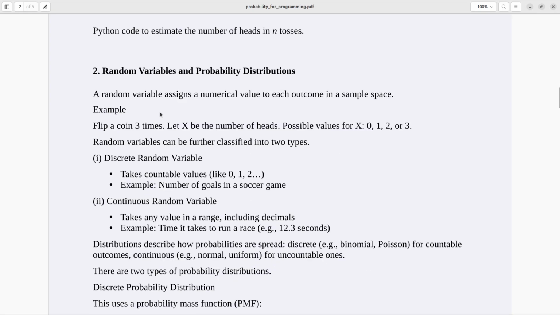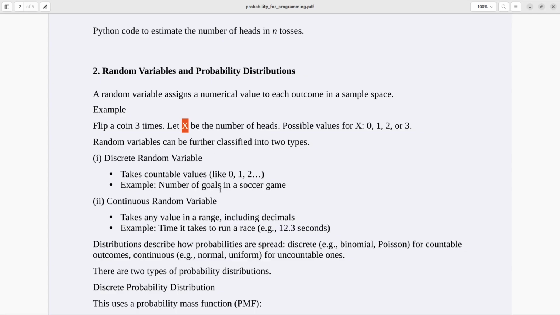We can flip a coin for 3 times, and then we can let x be the number of heads out of the 3 flips. Okay. So the number of heads from 3 tosses can be 0 heads, 1 head, 2 heads, or 3 heads. Okay. So these are the possible values of x here. So x here is our random variable, which means the number of heads out of the 3 tosses. Okay. So for random variables, it can be further classified into 2 types. We have the discrete random variable and the continuous random variable.